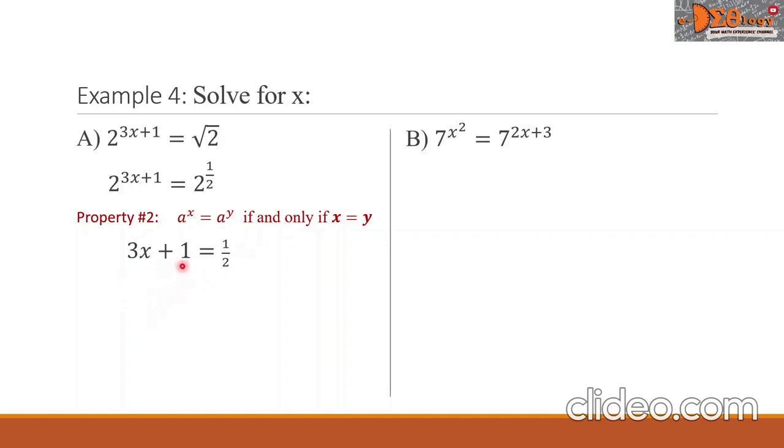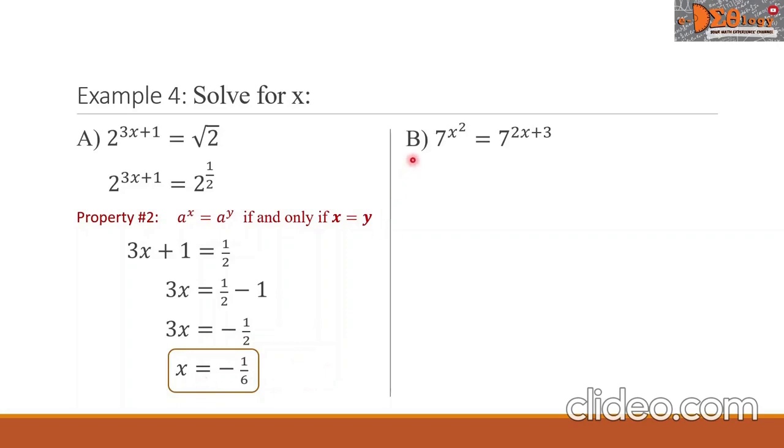The positive 1 we transpose to the right. So we have 1/2 minus 1. And the right side becomes negative 1/2. Let us now divide this equation by the coefficient of x, which is 3. And if we do that, the 3 here cancels out. And the right side becomes negative 1 over 6. We can see here that this 3 is multiplied to the denominator 2. So we got here the 6. This is the value for x.